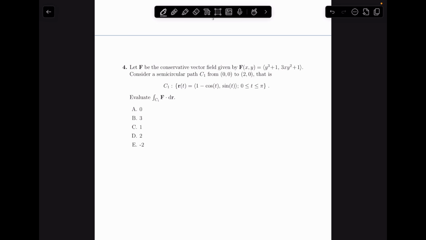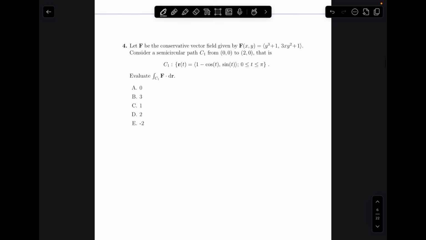Okay, well, I guess we can sketch out the region. So we're looking to go from 0, 0 all the way to 2, 0. No, I did that wrong. 0, 0 to 2, 0 right here.